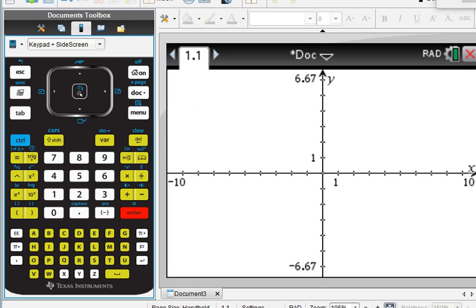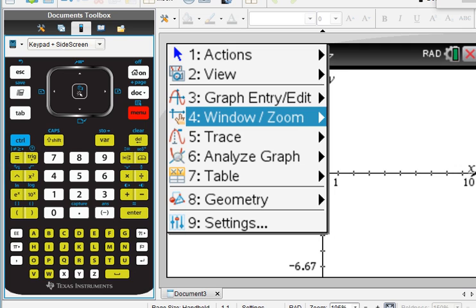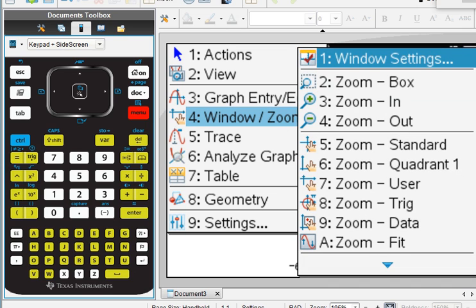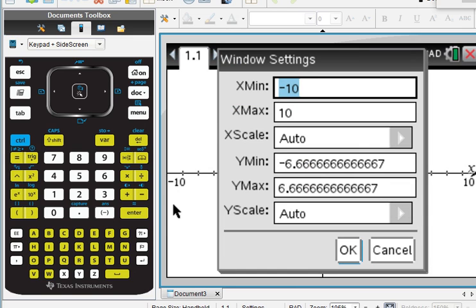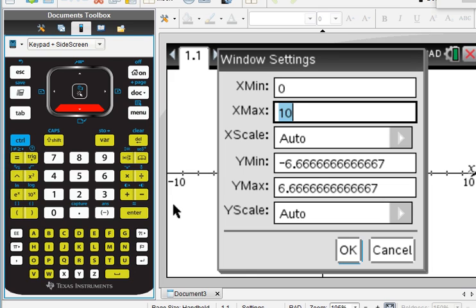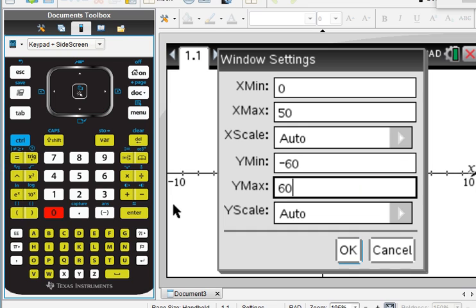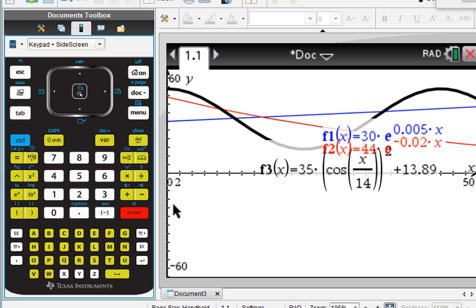So here I don't see anything, again, because the window size is not correct. So to change the window size, menu, window zoom. Let's make it the same window size we made the other one. So 0 with X minimum to 50, X maximum. And let's again make the Y minimum negative 60 to 60. So there's our 3 graphs there.